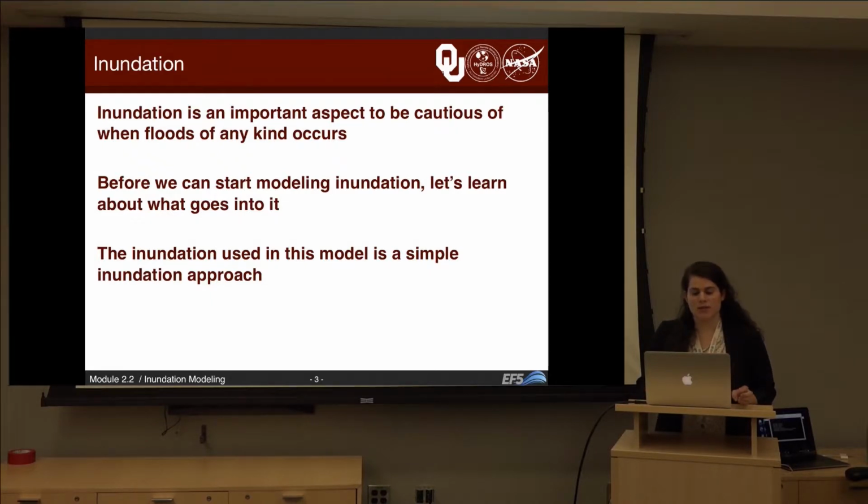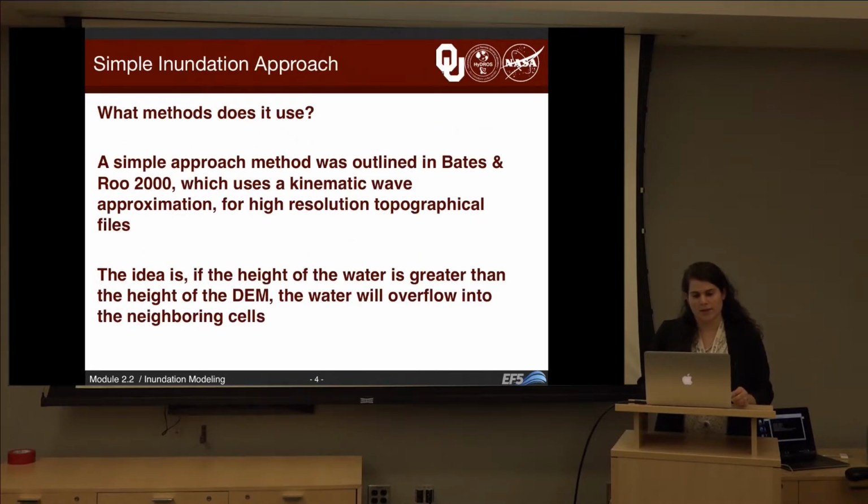The inundation method used in this example is the simple inundation approach. So we're going to look at this simple inundation approach. This approach was outlined in Bates and Roo 2000, which uses a kinematic wave approximation for high-resolution topographical files. And this paper is also included in your EF5 advanced folders in the documents. So the idea is, if the height of the water is greater than the height of the DEM, the water will end up overflowing into its neighboring cells. So this is how inundation is created in this approach.